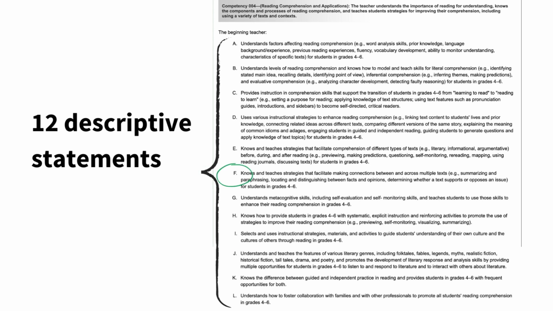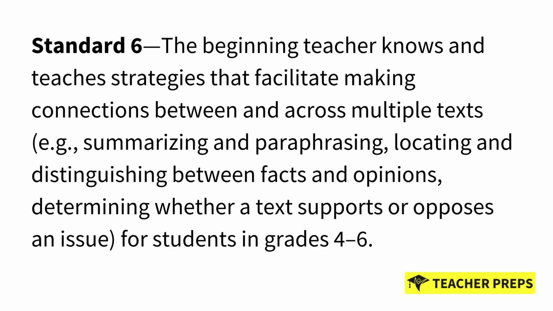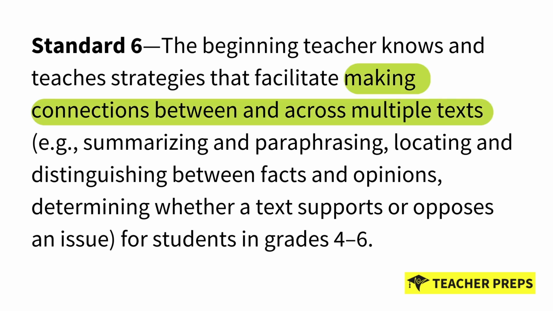Moving straight into our sixth descriptive statement, in competency 4, this one reads, knows and teaches strategies that facilitate making connections between and across multiple texts, such as summarizing and paraphrasing, locating and distinguishing between facts and opinions, determining whether a text supports or opposes an issue. Once again, this is all for students in grades 4 through 6. Here we have making connection leads to comprehending what you read. And that's the focus of this lesson. So let's get started.